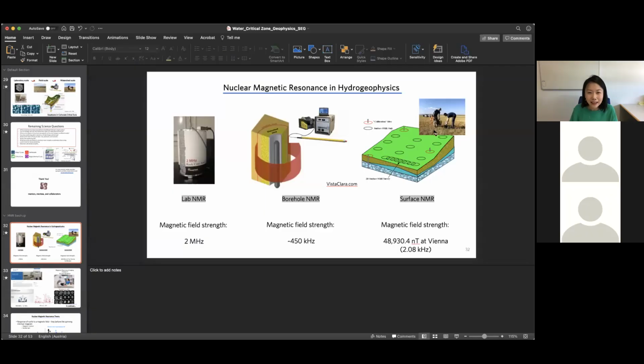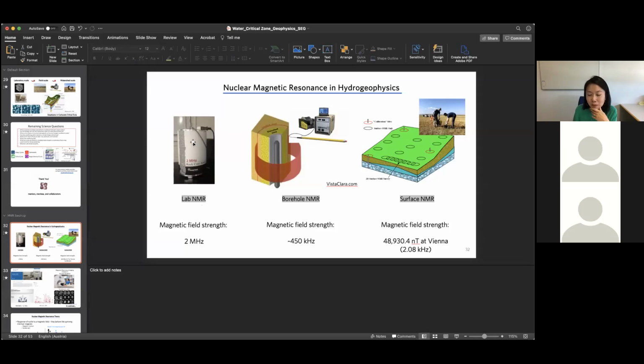And then she also asked, what are the differences in sensitivity between the field and the lab NMR? Yeah, this is a great question. If I may, I want to re-show some of my slides. Actually, I prepared some backup slides on NMR.